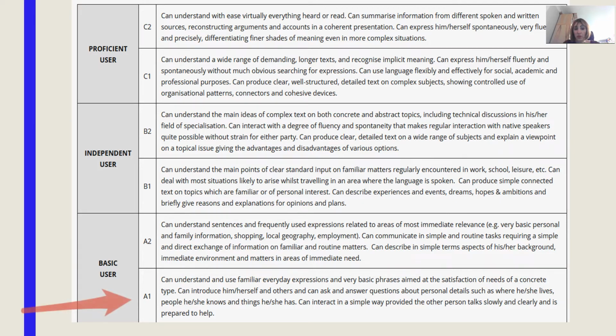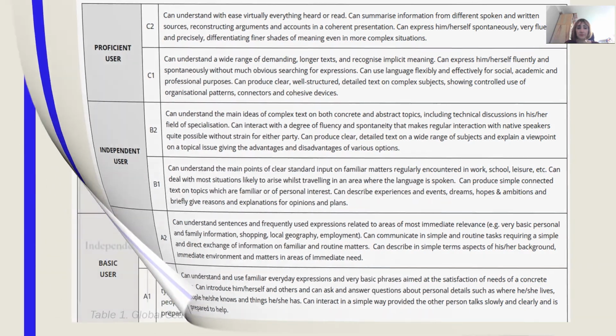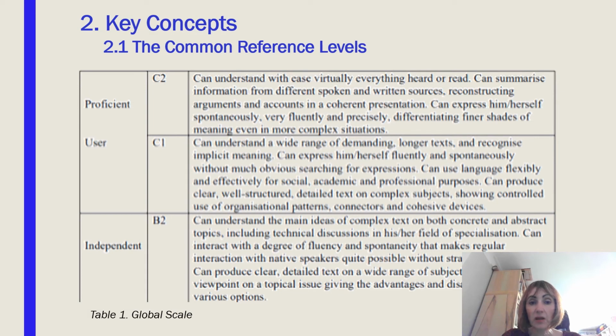Okay, as opposed to A1. So this concept of without strain is very interesting, and the ability to give the pros and cons of an issue is also interesting. So I will let you read more thoroughly the different levels. All right, it is very general. Now, we've already read what a B2 level can do, okay?